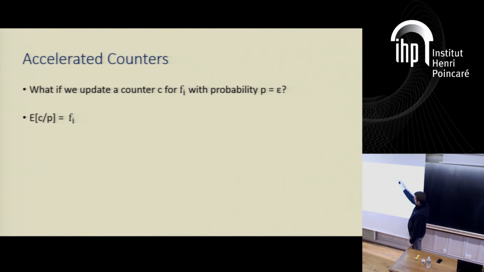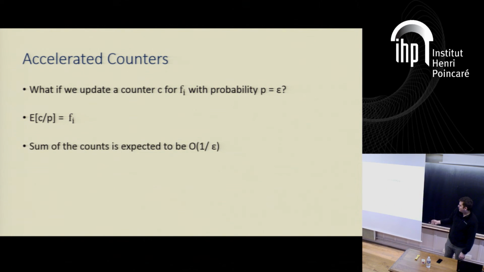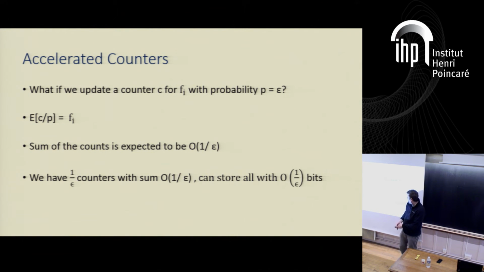Whatever probability I choose, I always have an unbiased estimate: the expectation of C over p is the frequency f_i. I have 1 over epsilon counters that sum up to 1 over epsilon squared, and I'm keeping an epsilon fraction of these counts. So I'm really only looking at 1 over epsilon updates in the stream, and the sum of the counts is expected to be order 1 over epsilon. With 1 over epsilon counters, we just did this computation, that can be stored with 1 over epsilon bits. So this gives a good space solution.